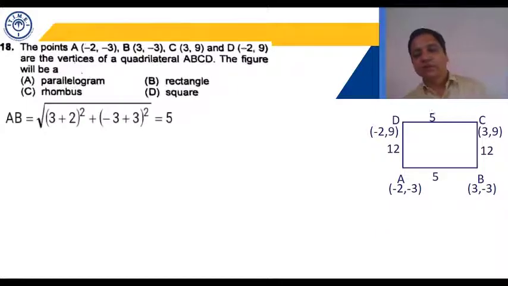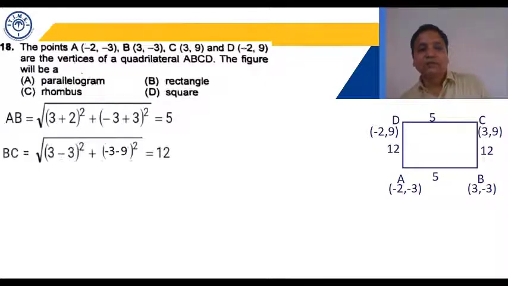Let's see. We draw the figure ABCD: (-2, -3), (3, -3), (3, 9), (-2, 9). Coordinates are correct. Then the length of AB: 3 minus of -2 is 3 plus 2, whole square, plus -3 minus of -3 becomes -3 plus 3, whole square. Now -3 plus 3 becomes 0 and 3 plus 2 becomes 5. 5 squared is 25. When you take the square root, it comes out to be 5.